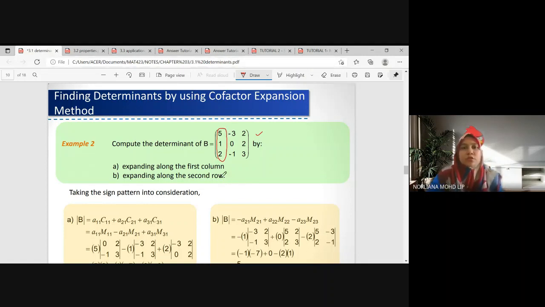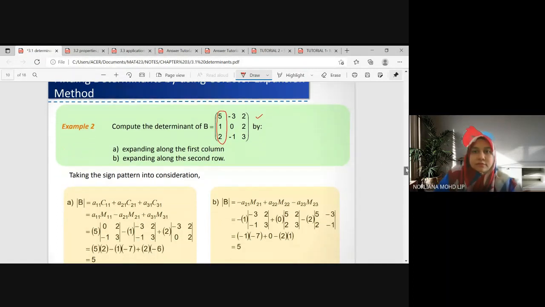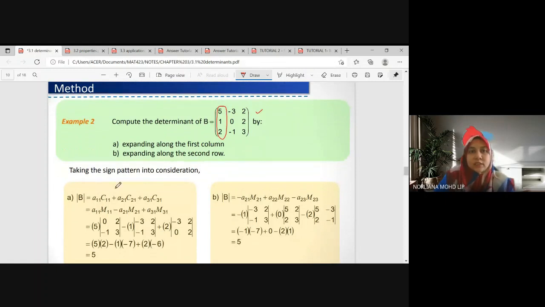So how to find this determinant by using the cofactor expansion, expanding along the first column? Okay, so you ambil the entry 1,1, so 5, times the determinant after eliminating the first row and first column. So we get 0, 2 and negative 1, 3.